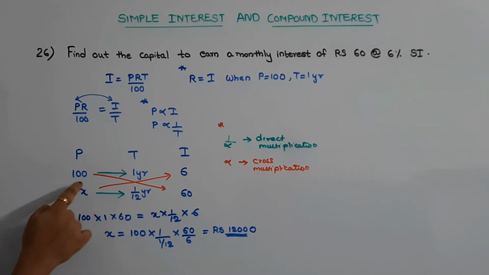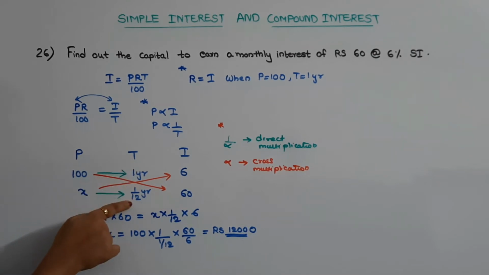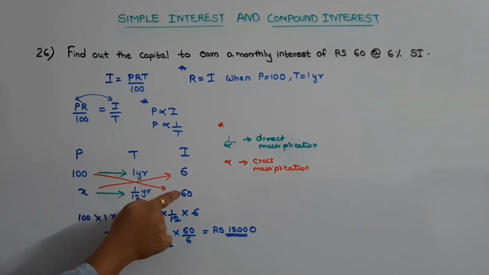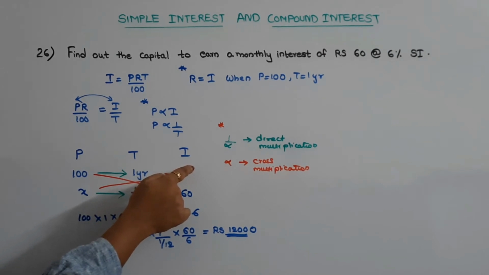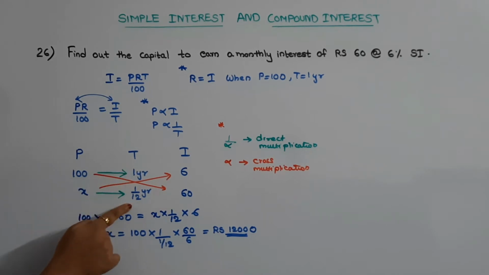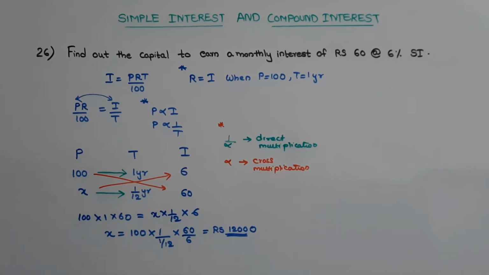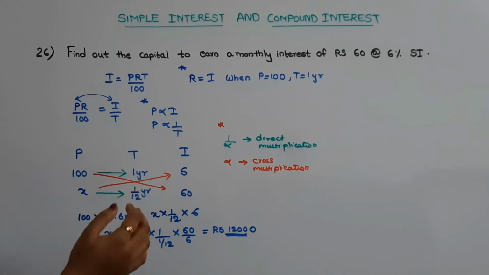This x will be equal to multiply this principal to this time period and then divide it with this time period. Then multiply it to this interest and divide it to this interest. That is 100 into 1 divided by 1 by 12 into 60 divided by 6. So I would suggest you to directly write this step by skipping this step so as to save your valuable time in the examination. Now let us do a similar problem so as to make the concept more clear.